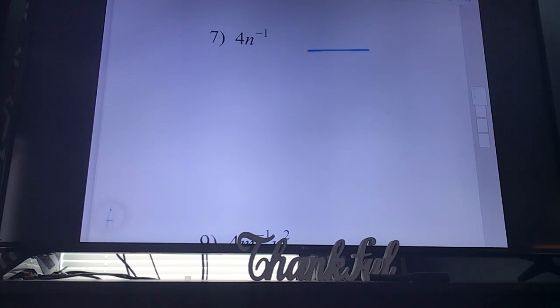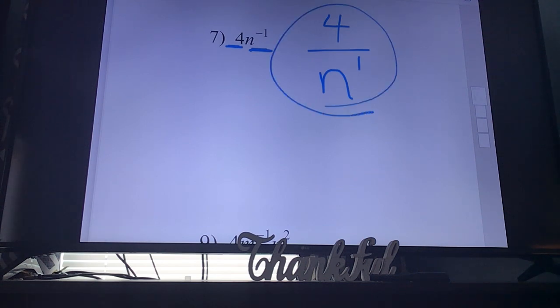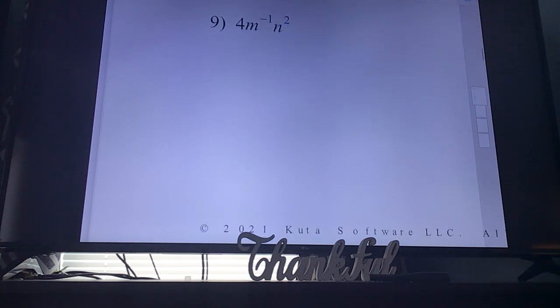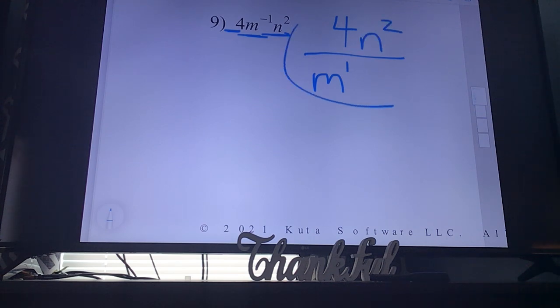We got negatives, so we're going to draw our fraction bar. Where does the 4 go? It goes on top. N to the negative 1 has to get moved to the bottom, and it's going to become a positive 1. Okay, 9. Draw your fraction bar. Where does the 4 have to go? On top. M to the negative 1 goes on bottom, and it becomes positive. N to the 2 is positive, so it's going to stay on top. And so your answer should look like that.